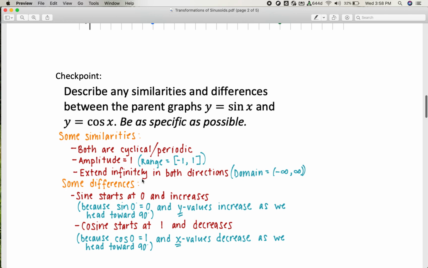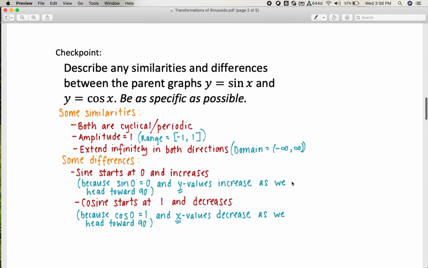They also both extend infinitely in both directions. The domain is infinite. Angles can be as big as we want them to be. Angles can also be negative. Angles can be anything. All right, let's focus on the differences now, though.